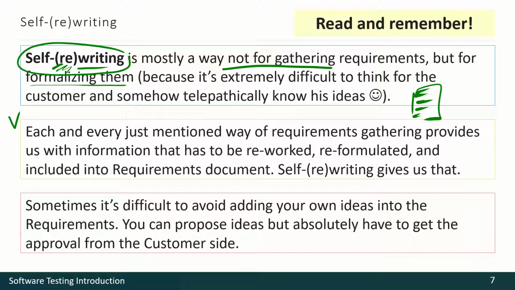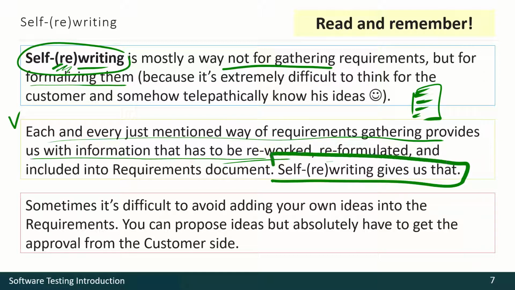So the main pro here is that while each and every technique provides us with some information that has to be reworked and reformatted, here this process is held. Here we get these nice, well-formed documents.